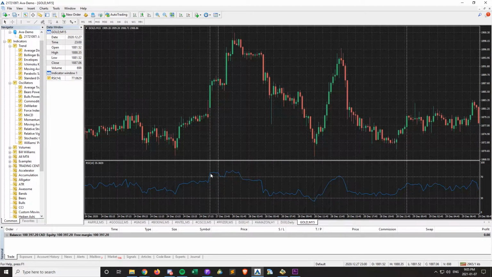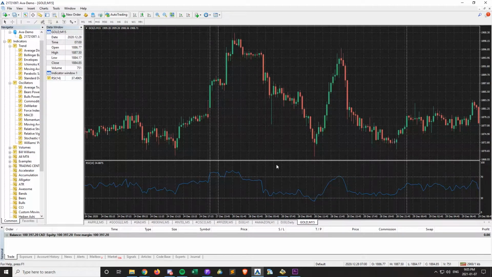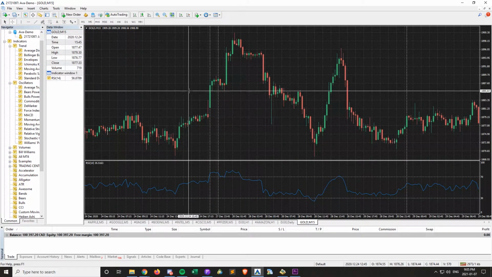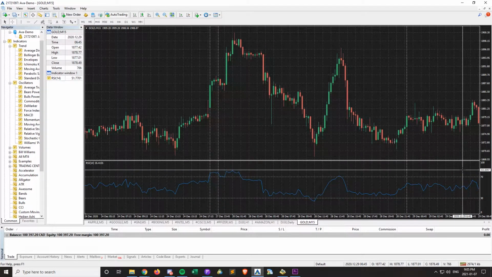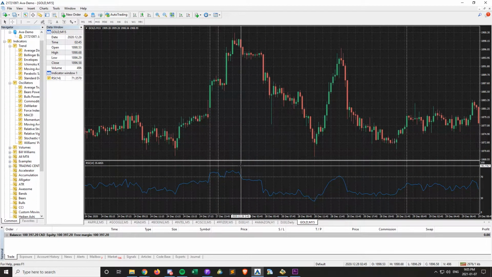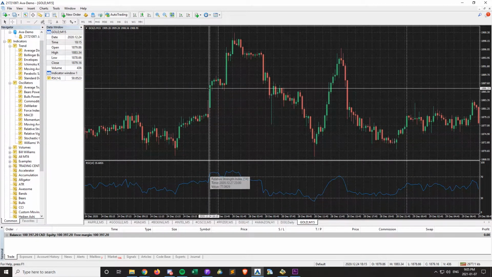Right here, the RSI has gone above the 70 level. We're not going to look for a sell right as it goes above here. When it's above 70, that is what the RSI considers overbought, and when it's below 30, it's considered oversold. So when I use those terms, I'm just talking about if the RSI is above 70 or below 30. So here, the RSI crosses above the 70 mark.